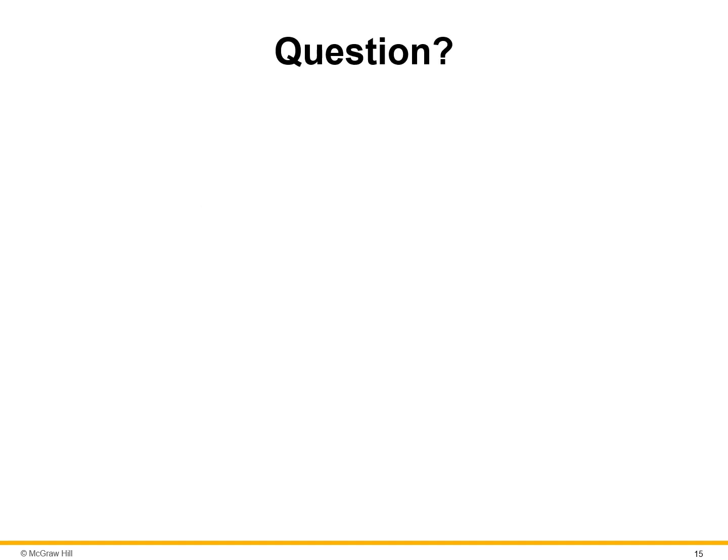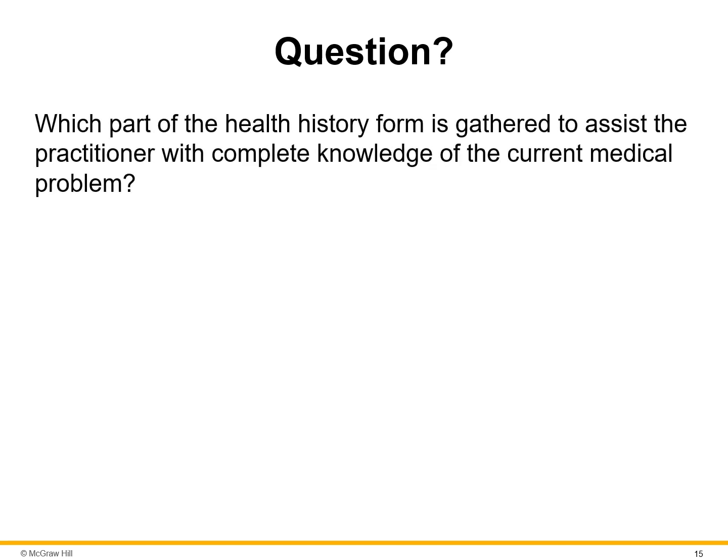Okay, question. Which part of the health history form is gathered to assist the practitioner with complete knowledge of the current medical problem? Go ahead, type your answer in the chat. All right, getting a lot of answers here. Okay, the answer is family history.